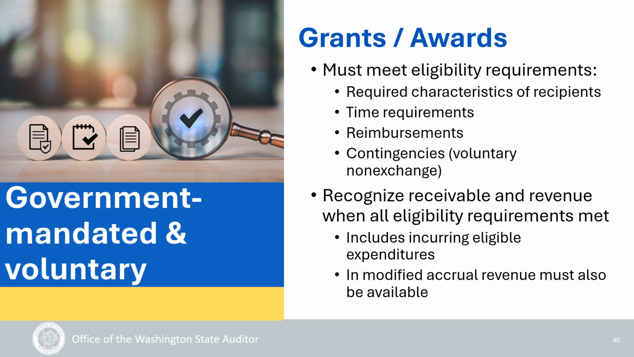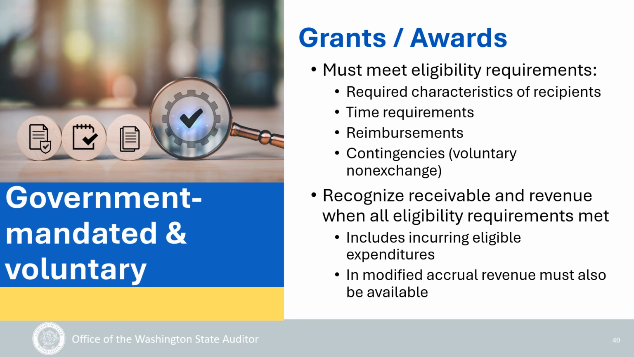Let's move on to the last two non-exchange transaction types. Government-mandated and voluntary non-exchange transactions are accounted for the same way. The most common example we see is for grants or awards. To recognize revenue, all of the eligibility requirements must be met. That means the government has the required characteristics of an award recipient. If a government has gotten an award or applied for and was approved for the award, they typically meet these requirements. If they didn't, the award probably would have been denied.